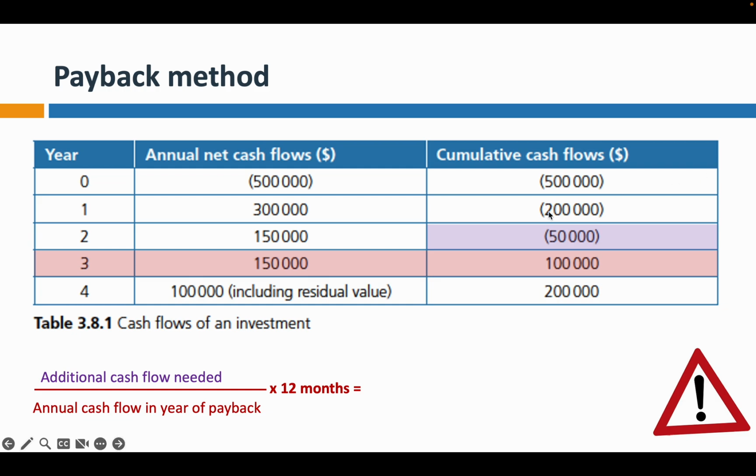The red one is showing us the year of payback, but we only use this number. So it's going to be 50,000, again divided by 150,000, times 12. How much is that going to be? Try it out.